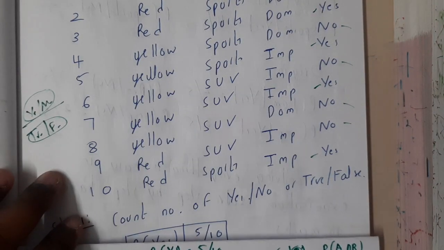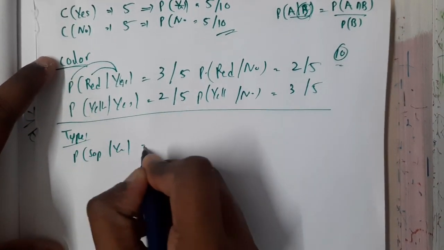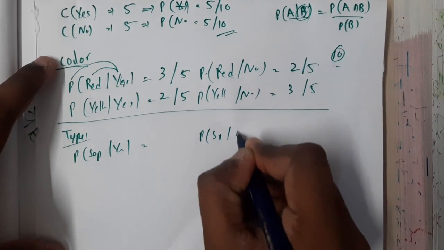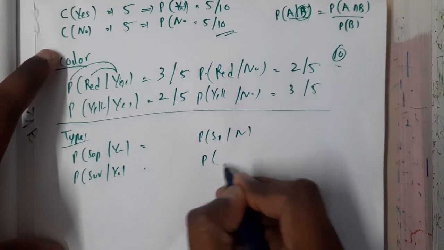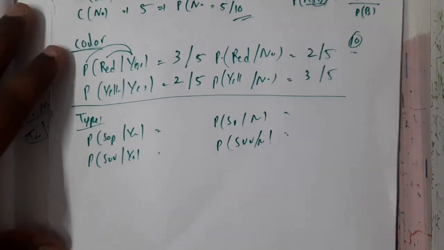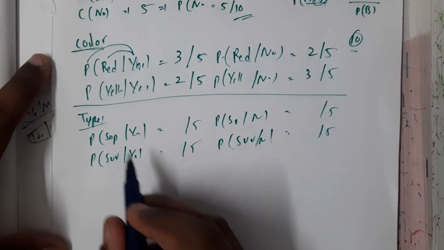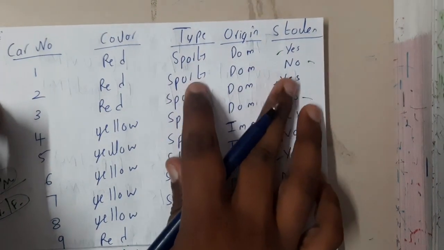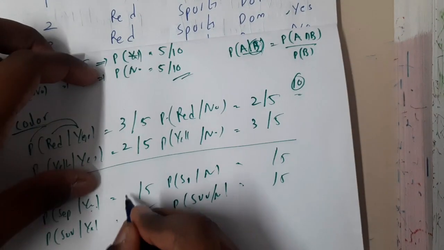Again here we have 2 types, that is sports and SUV. Probability of sport with yes, probability of sport with no, probability of SUV with yes, probability of SUV with no. Again the same logic, guys. The first step is that we have yes, so write 1 by 5 each. Now count sports with yes: 1, 2, 3, 4. So in total we have 4.